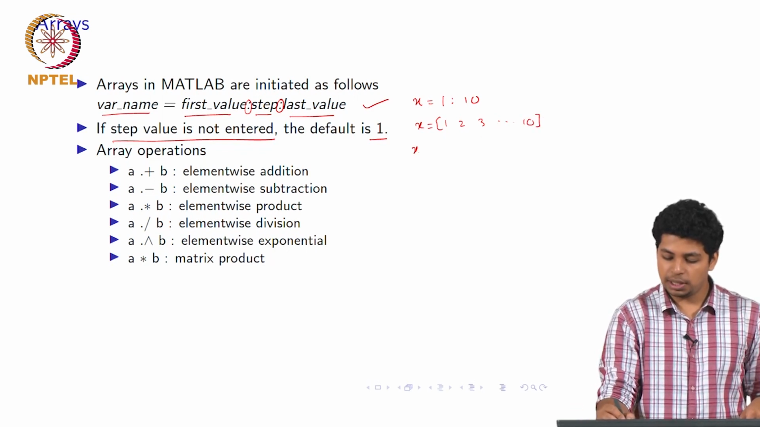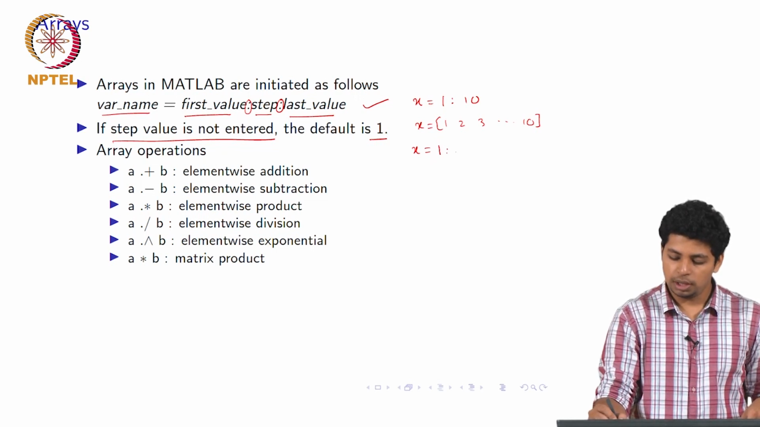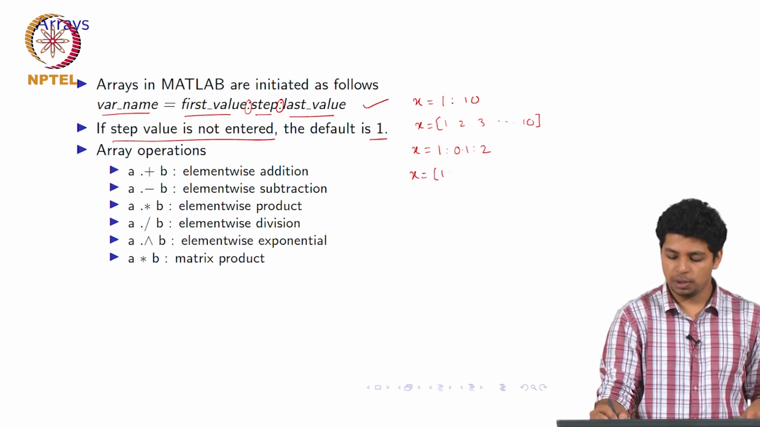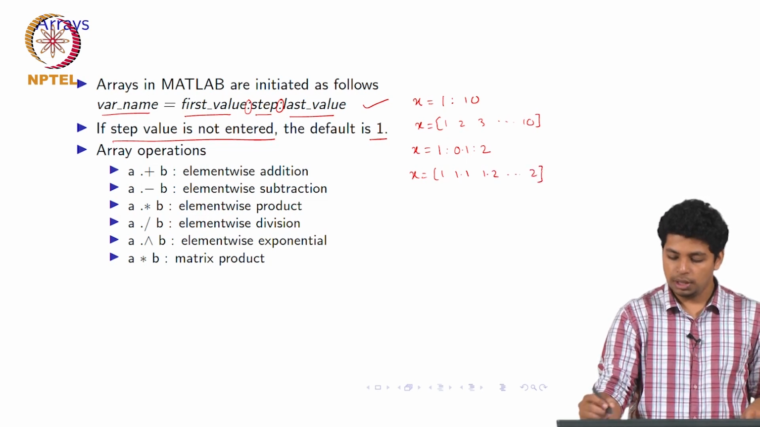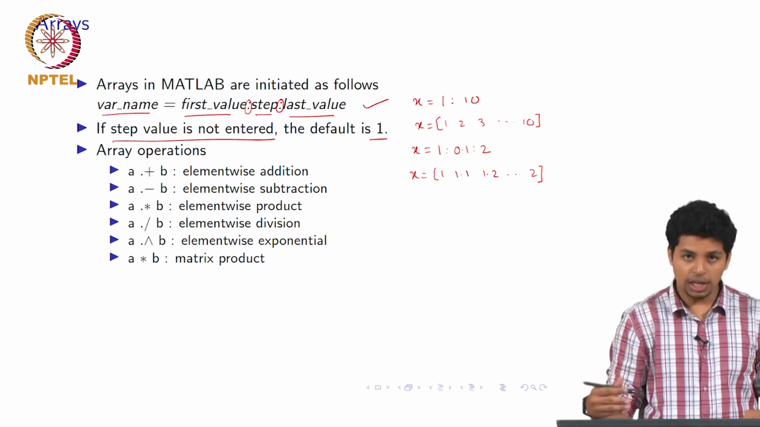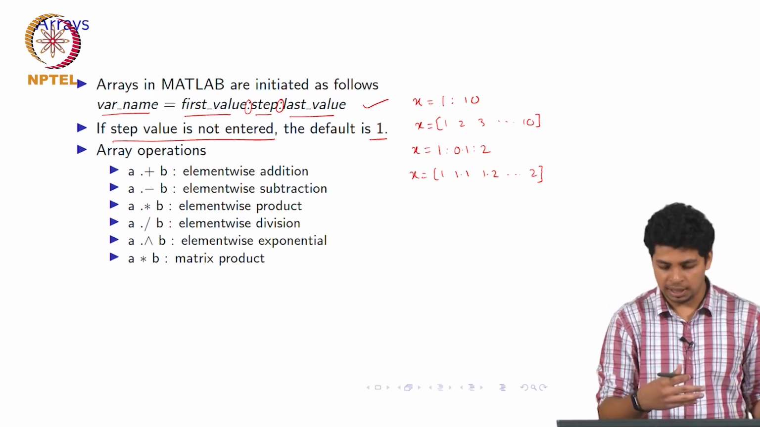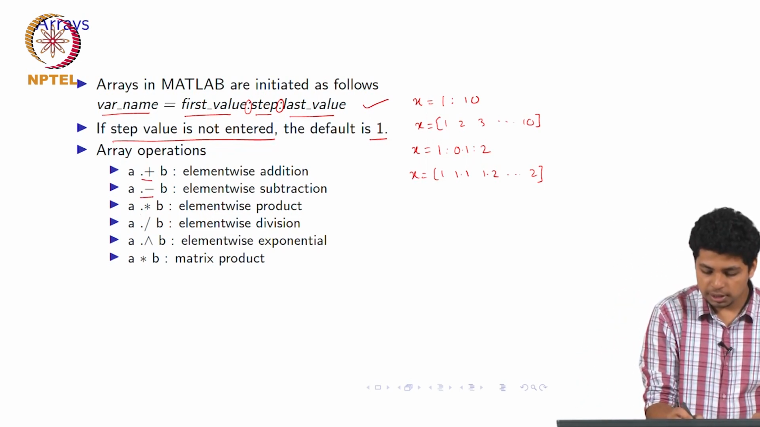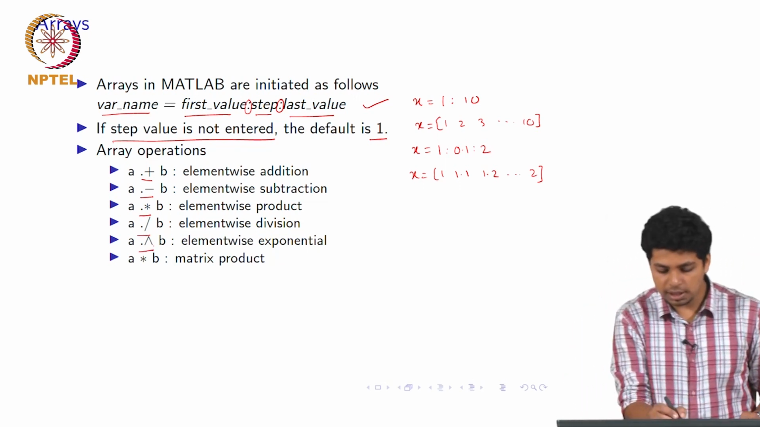But if I happen to enter a statement like x equal to 1 colon 0.1 colon 2, then x will store values like this, 1, 1.1, 1.2 till 2. This is how arrays work. Then you can also perform operations on arrays just like we performed them on individual variables: a dot plus b, dot minus, dot multiplied by, dot divided by, and dot raised to. Now what this dot means is element wise.